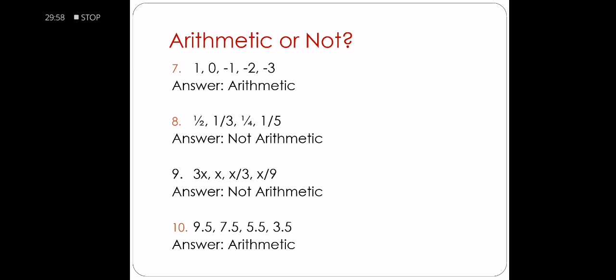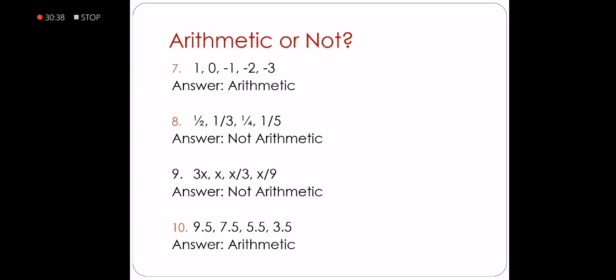Number 8, we have 1/2, 1/3, 1/4, 1/5. So this is not an arithmetic sequence. Kasi kung mapapansin ninyo, yung ilalim niya, yung denominator, is an arithmetic sequence. Pero kung kukunin mo yung whole fraction at isusubtract mo each term, hindi siya makakabuo ng common difference. In number 9, we have 3x, x over 3, and x over 9. So this is not an arithmetic sequence simply because para makuha natin yung next term, nagmumultiply siya ng 1/3, and that is not the process of an arithmetic sequence.